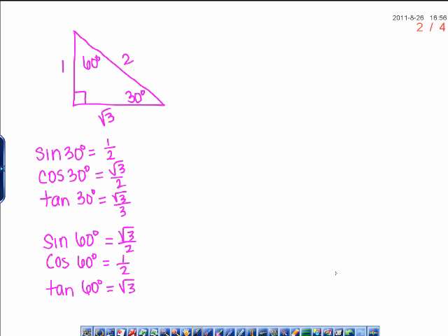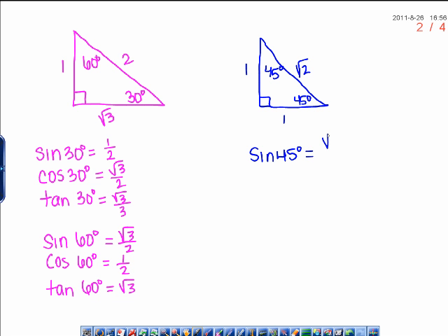Alright, let me switch colors here, and let's talk about 45, 45, 90, which is actually a lot less work, because there's only one angle to deal with, 45. So we have 1, 1, square root of 2. And so sine of 45 degrees would be, you could pick either 45, it really doesn't matter, and notice that the opposite and adjacent are the same anyway. We'd have 1 over root 2, which would simplify to root 2 over 2. And cosine of 45 is the same thing.